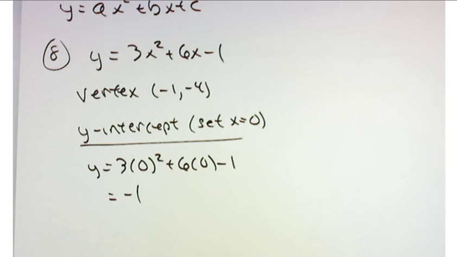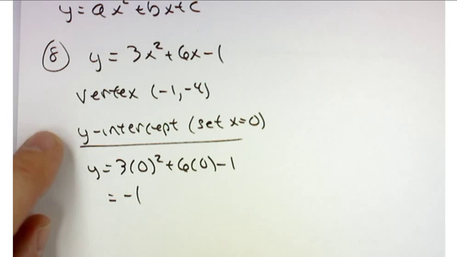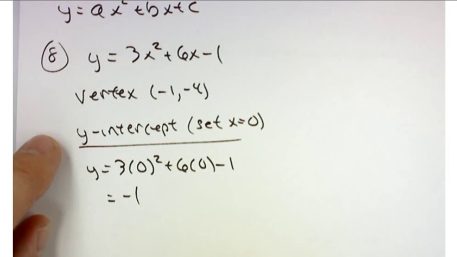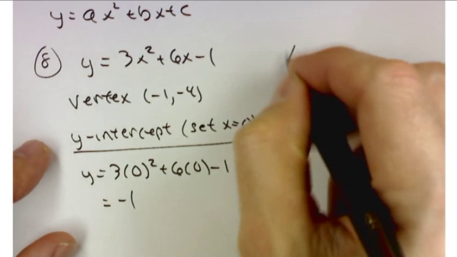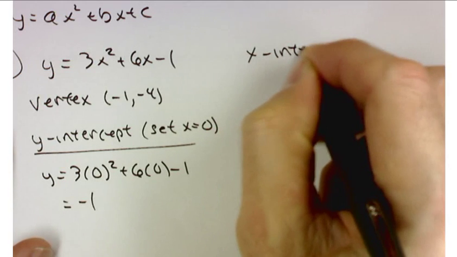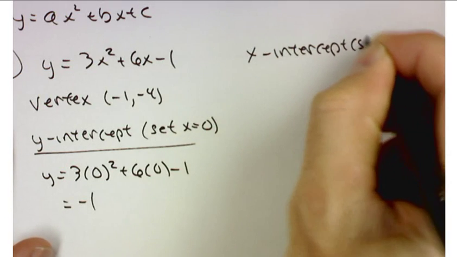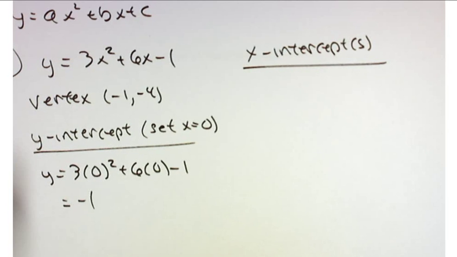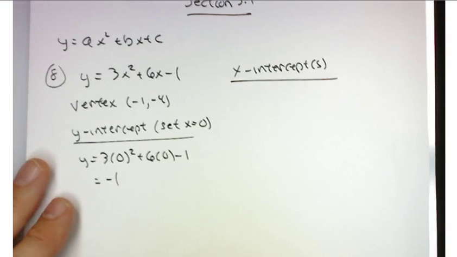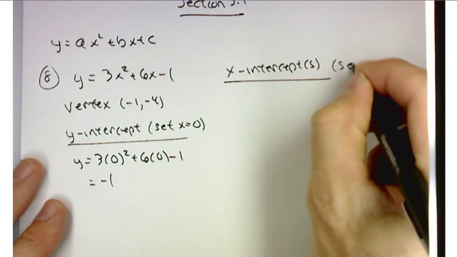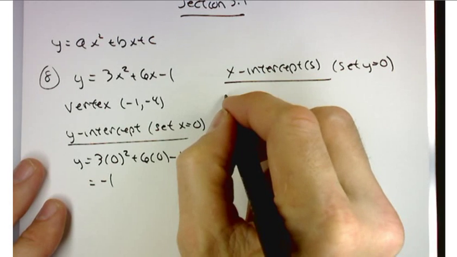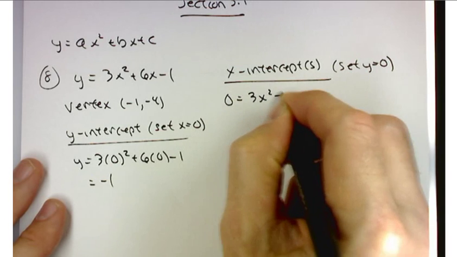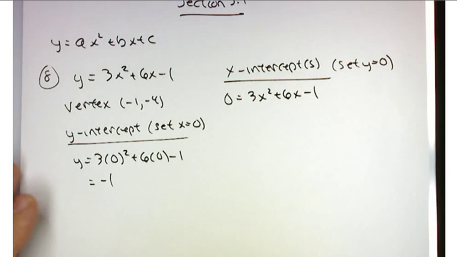So again, some easy points here for us. Now come the more challenging points. We got the y-intercept. What else do you think I'm going to want here? X-intercepts. How are we going to have to find those? Set y equals 0. So when I set y equals 0, I get 0 equals 3x squared plus 6x minus 1. And yeah, boy, now what are you going to do?